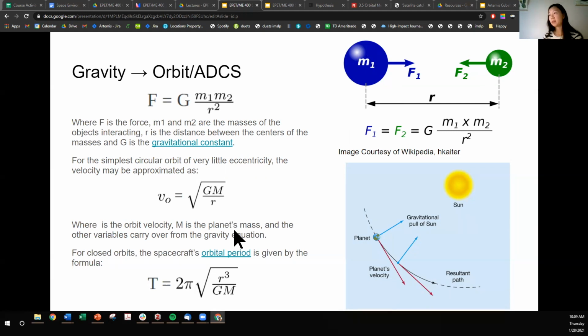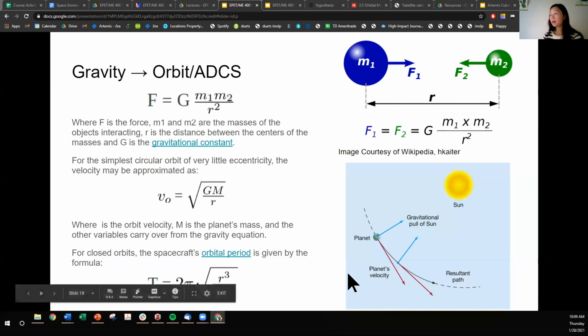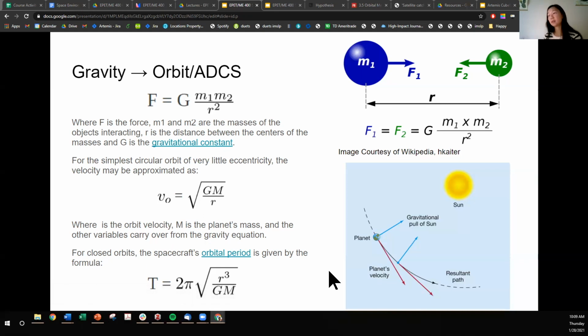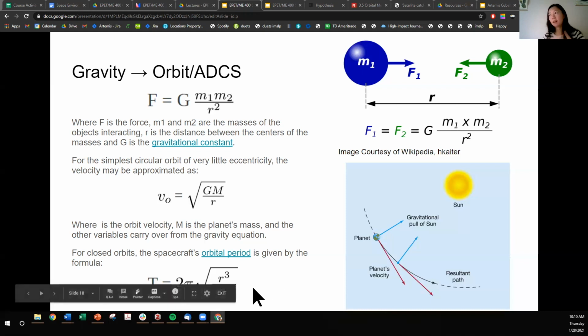You can also figure out the velocity of a circular orbit at some altitude, given this equation, where the orbit velocity is the square root of the gravitational constant times the mass of the planet, over R, where remember, R is distance from center of planet to center of spacecraft. And then for closed orbits, we'll talk about orbits next class, but there are things called open and closed orbits. What you need to know about closed orbits is that the satellite comes back through to a circle or an ellipse. An open orbit is something like a parabola or a hyperbola. So for closed orbits, the spacecraft's orbital period is given by the formula given here, where all of the parameters have been explained.